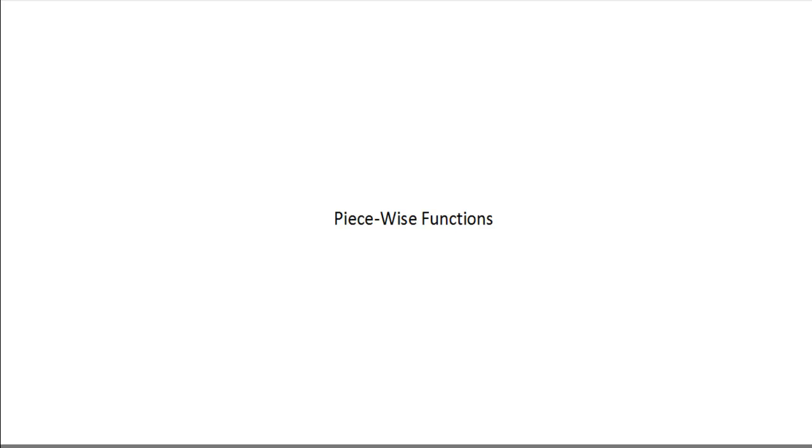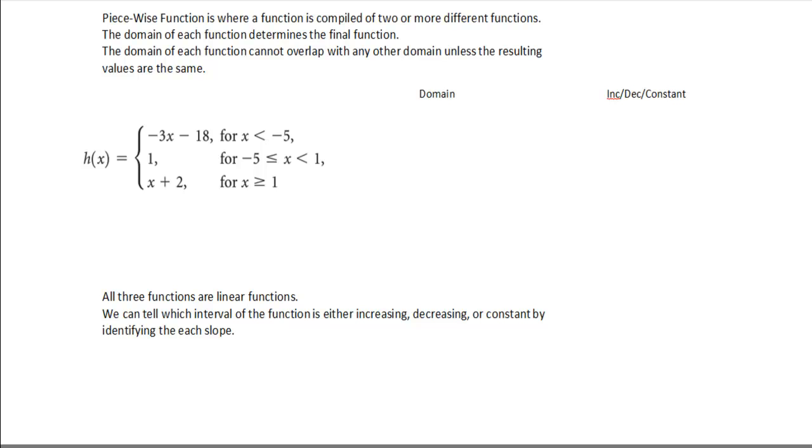Welcome. This video will be about piecewise functions. A piecewise function is where a function is compiled of two or more different functions. The domain of each function determines the final function. The domain of each function cannot overlap with any other domain unless the resulting values are the same.